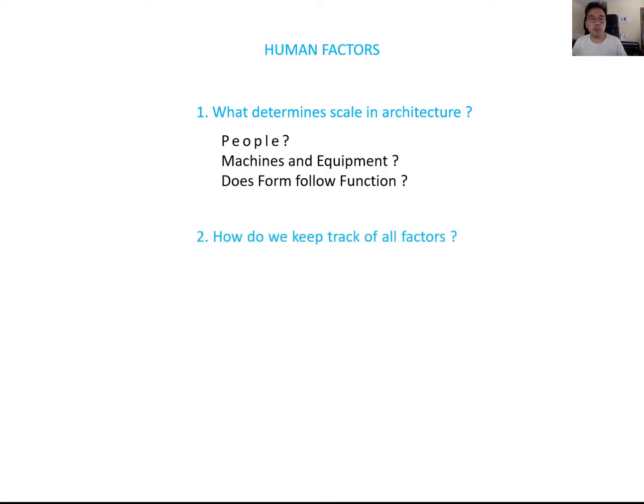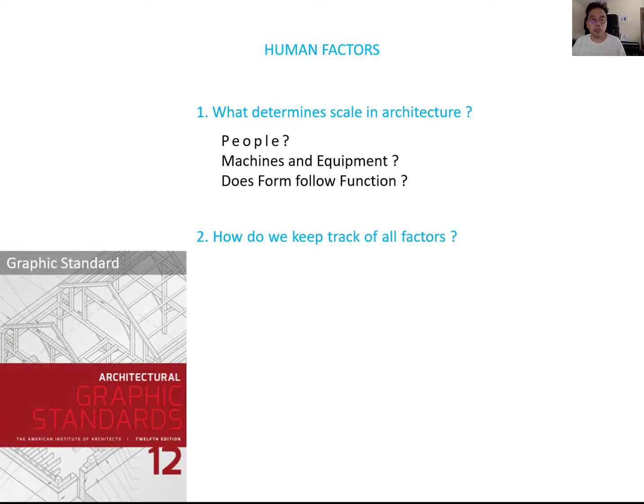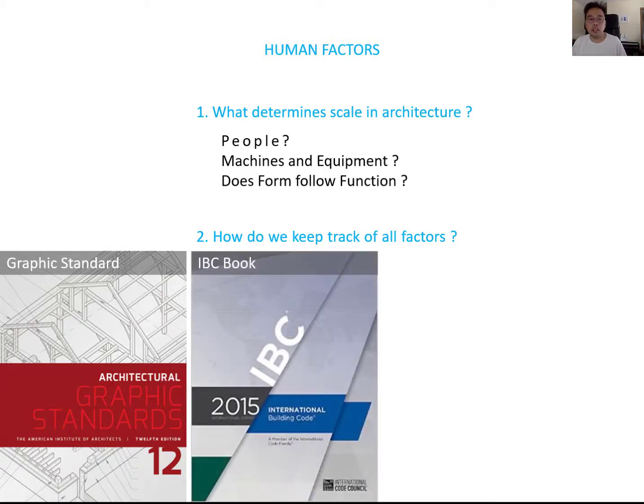But how do we keep track of all factors? It is important to know where you get this information from. You can get the information from graphic standards. This shows the minimum requirement and also some recommended numbers. What about the IBC? This is a regulation, the International Building Code. It is a restrictive code, it restricts dimensions your design must meet. So it shows a minimum requirement. You have to meet this requirement for the design.